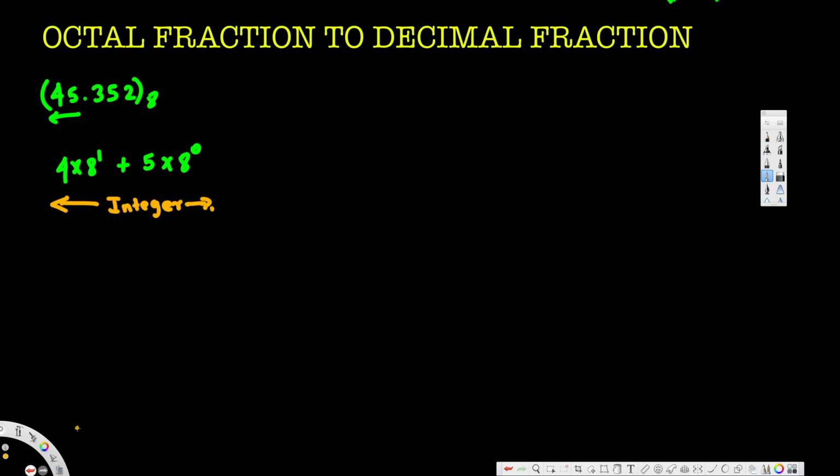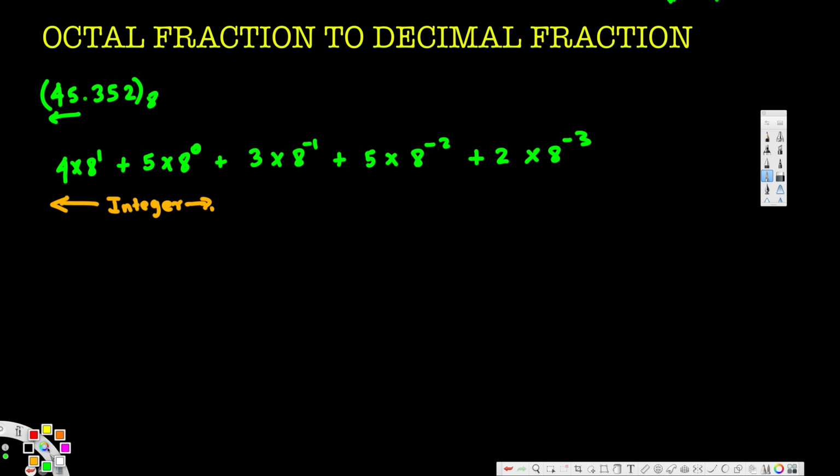And when we deal with the fraction part, it's going to be different. So here we have 0.352, that's the fraction part. The first number is 3. We multiply that one with 8 power minus 1, and the second number we multiply that one with 8 power minus 2. So it increases each time, like 8 power minus 1, 8 power minus 2, 8 power minus 3, it goes like that. The next one is going to be multiplied by 8 power minus 3, and if we have another number after this, we are going to multiply that one with 8 power minus 4, and the power goes like that.